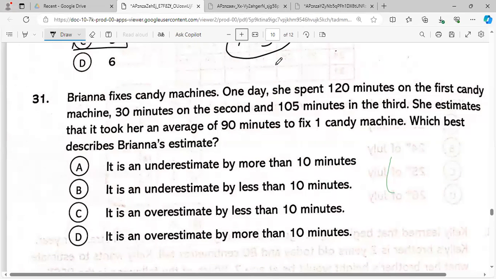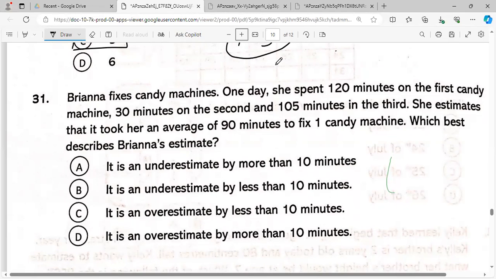Sir, I think it's B. No, sir, not B. D. So we have, sir, to guess in this one, guys. Sir, why I say D?